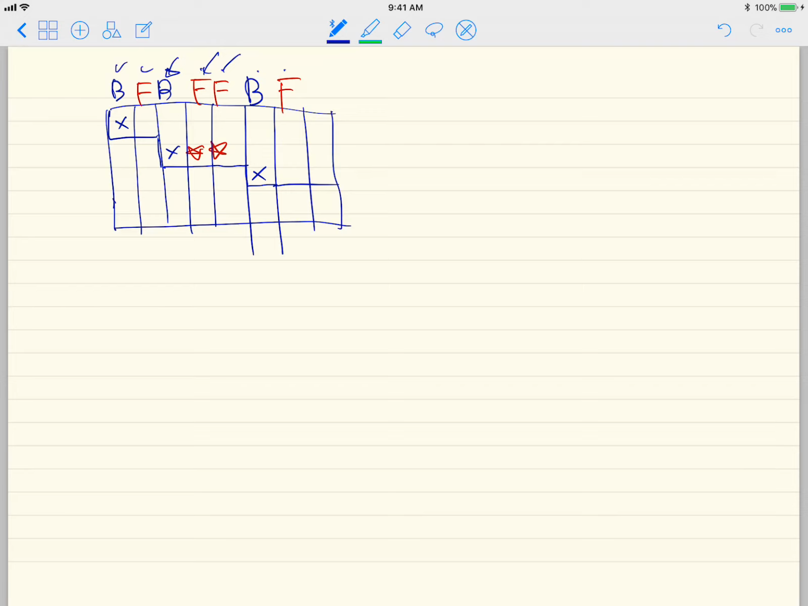Okay, so let me explain why this is true. I just explained this situation without giving the reason why it should be true.